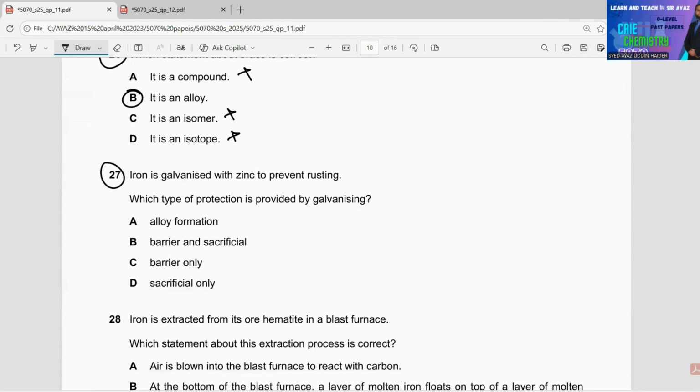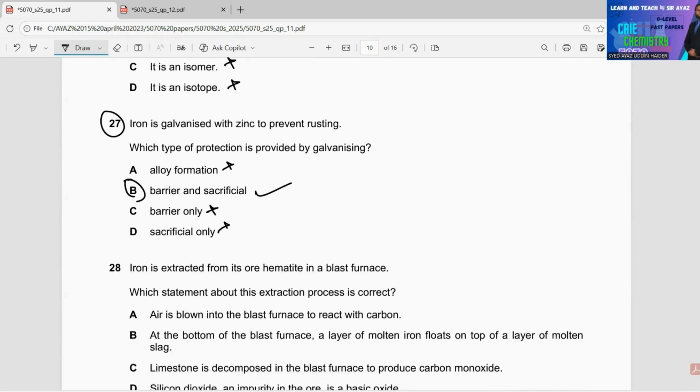Iron is galvanized with zinc to prevent rusting. Which type of protection is provided by galvanizing? So does galvanizing form alloy? Oh, this is incorrect. B, barrier and sacrificial. This looks correct to me. It's a barrier between iron and the air, and it also offers sacrificial protection because if it's scratched, it will start reacting or oxidizing in preference to iron. So this looks correct to me. C, barrier only. D, sacrificial only. So it must be B in case of 27.